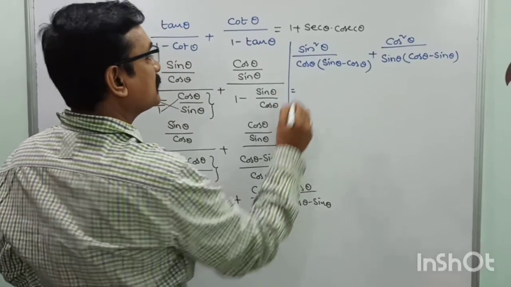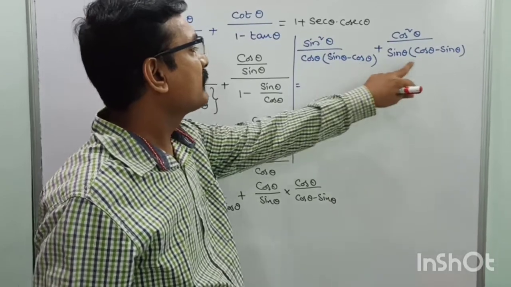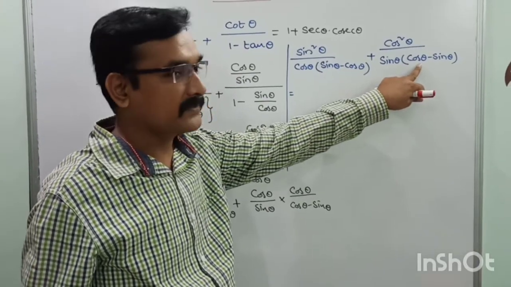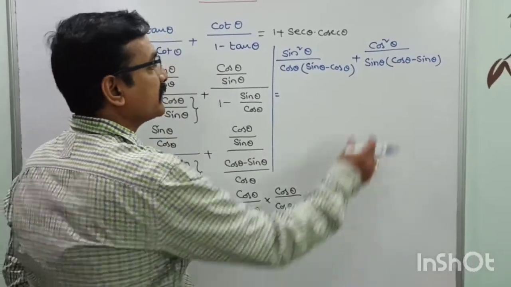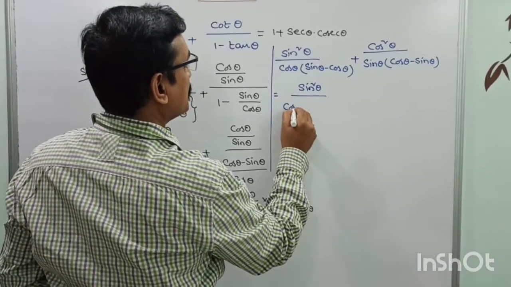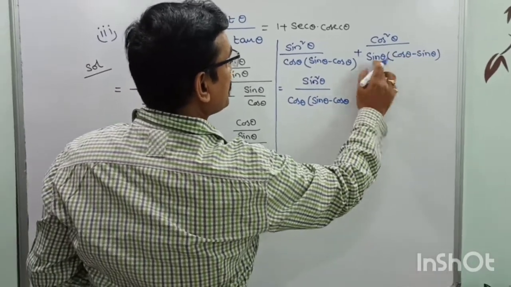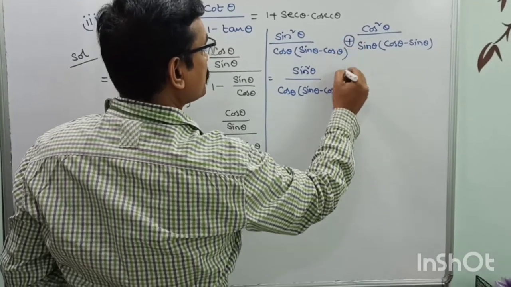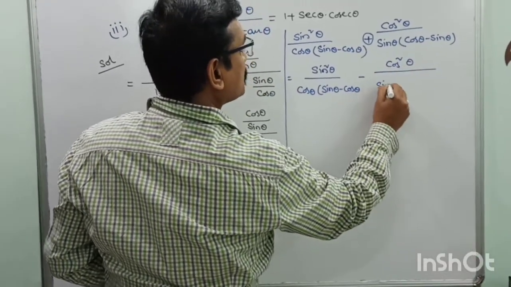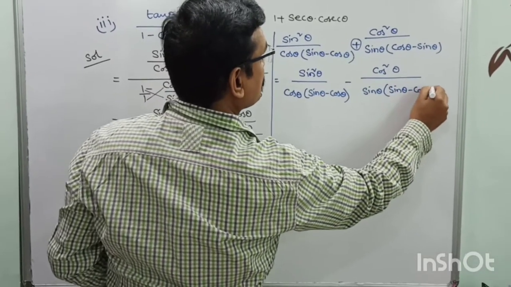Now here if you observe, one term, first term is sine theta minus cos theta, second term is cos theta minus sine theta. One is the additive inverse of another one. So take minus as common in the place of second term. So numerator sine square theta by cos theta into sine theta minus cos theta. If you take minus as common, this plus will become as minus. And here cos square theta by sine theta into sine theta minus cos theta.